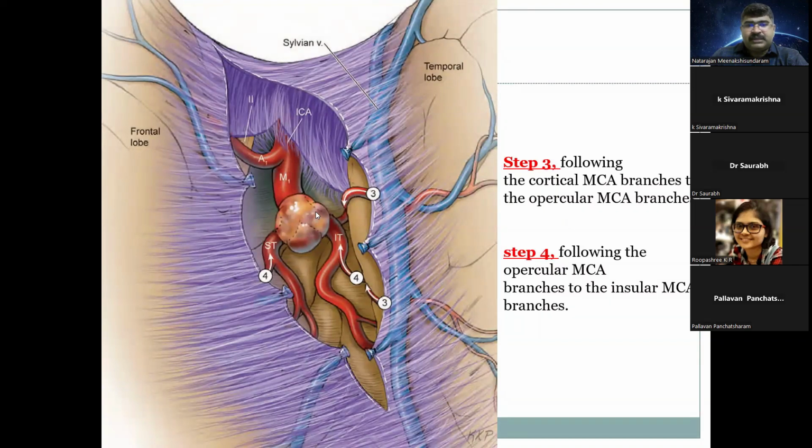So the first two steps are making the cortical incision and then temporalizing the vasculature, and then follow the cortical MCA branch to the opercular branch. So this is the cortical MCA. From there you will get the opercular MCA. Follow the cortical MCA to the opercular MCA. Once you enter the operculum, follow the opercular MCA to reach the insular MCA. So M4 to M3 and from M3 to M2. Then you will reach the insular MCA.